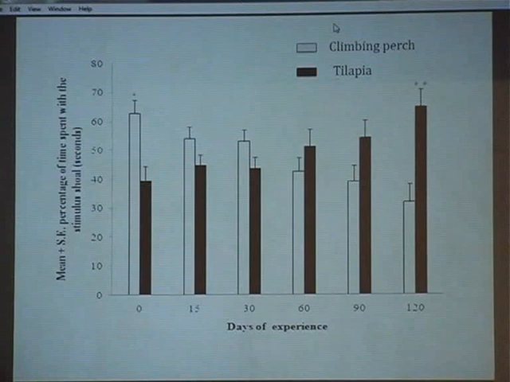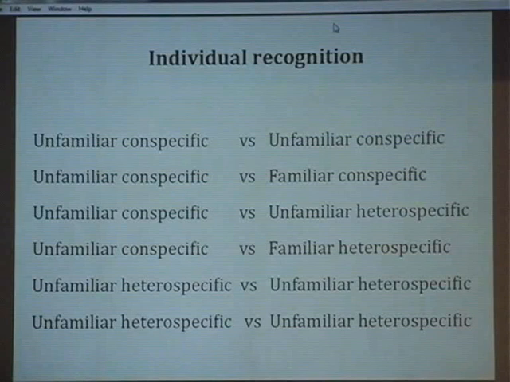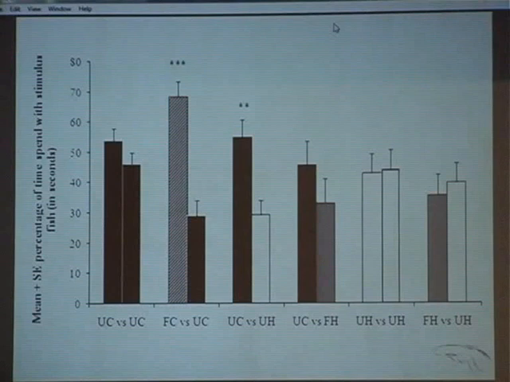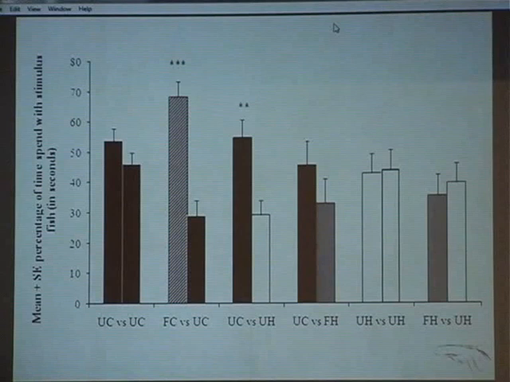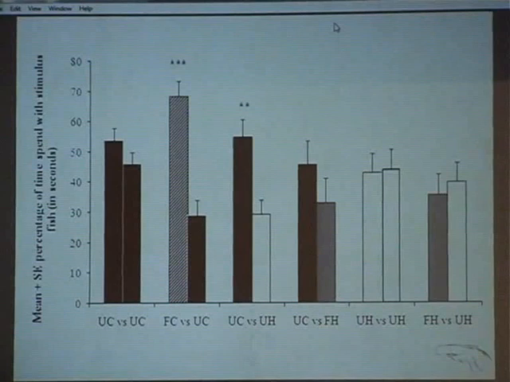So we tested whether they are able to recognize individuals, and we found that individual recognition is limited to their own species. They are able to recognize the individual just like I can recognize you if they belong to the climbing perch. For other species, even though they develop familiarity, they are not able to do that. So there are limitations to the capacities.